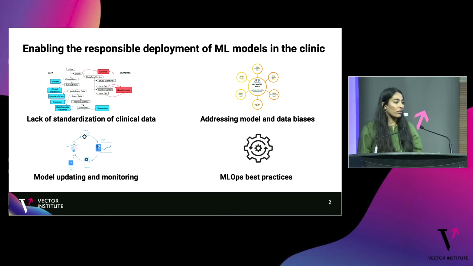So we're all here to talk about enabling the responsible deployment of machine learning models in the clinic. There are several barriers right now that are associated with deploying clinical models. Some of these include things like a lack of standardization in clinical data, model and data biases that are left unaddressed, and a lack of processes for model updating and monitoring. And so our team wanted to tackle these challenges using MLOps best practices in order to accelerate the deployment of clinical machine learning models.